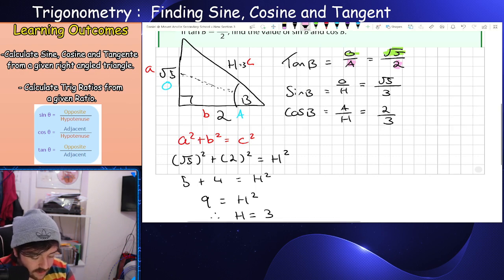And that's it. So they are my two answers there. So sine B is equal to root 5 over 3 and cosine B is equal to 2 over 3. So they are how you could be asked how to find sine, cosine and tan of a right angle triangle.